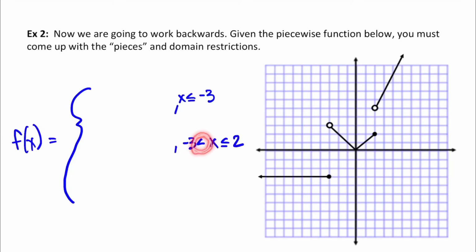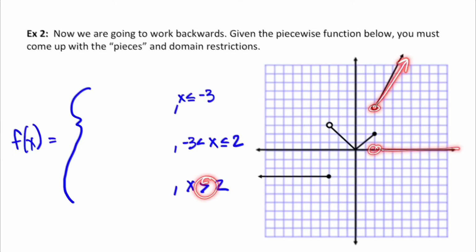That's just less than because that's an open circle. That's less than or equal to because that's a closed circle. And then the last piece is going to be x is greater than 2. Again, open circle because that's open. And there it is, greater than 2.